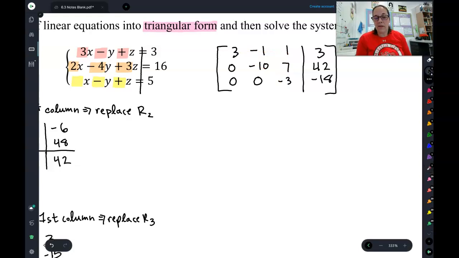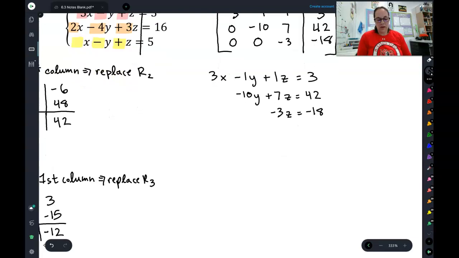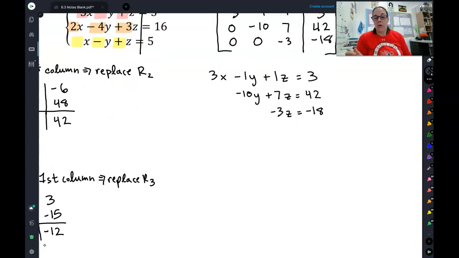Now this is kind of easier to do if you put the letters back in. So I'm going to put the letters back into here. So I've got 3x minus 1y plus 1z equals 3. That's a 0x, so negative 10y plus 7z equals 42. And 0x is 0y's, negative 3z equals negative 18. And we can now solve this.